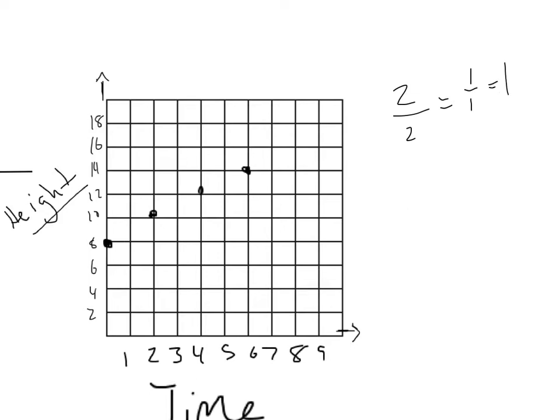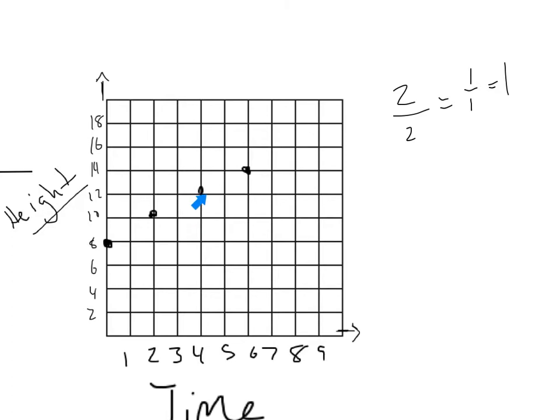Now that looks kind of weird because you're like, well, aren't you going up 1 and then right 2? Shouldn't your slope be a half? Well, you have to count using your scale. I'm going from 8 to 10 here, so I'm actually going up 2 and then from 0 all the way to 2, so that's another 2. So that's how we got 2 over 2.